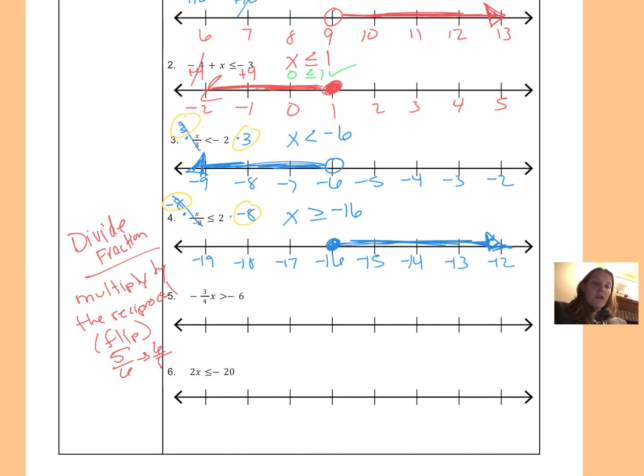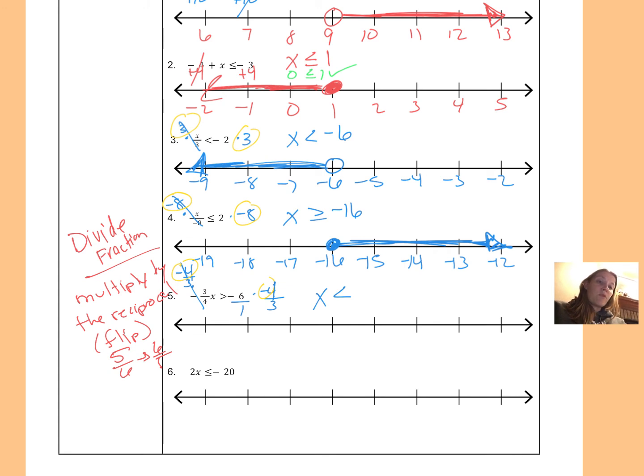So then on our number 5, I need to divide by -3/4. But dividing by a fraction is the same as multiplying by the reciprocal. So -4 over 3. And that's going to make that cancel. So multiply this side by -4 over 3. So x is, I'm also multiplying by a negative, which means I've got to flip that sign around. So instead of greater than, it becomes less than. And then this was a 4. We're going to put this -6 over 1.